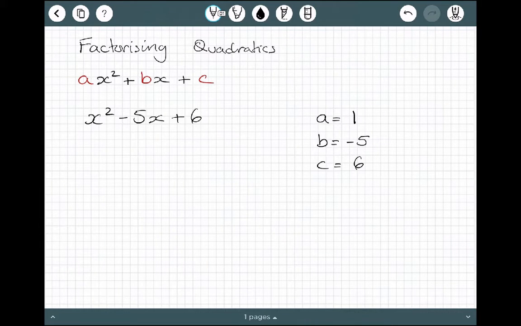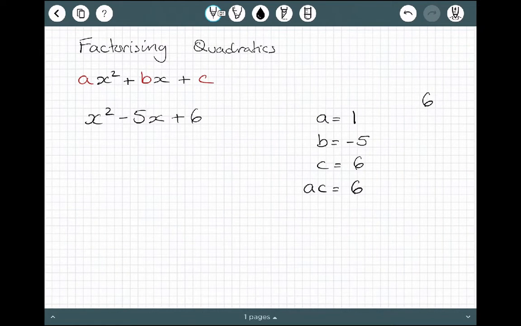I do like to write one extra thing on this, which is AC, and that's just a times c. It becomes a little bit clearer and easier to use when we're doing a quadratic where a is not equal to 1. So at the moment it's a little redundant, but it's just good practice to write them all down. So to factorize this quadratic, we need to find two numbers, and those two numbers must multiply to make AC and add to make B.